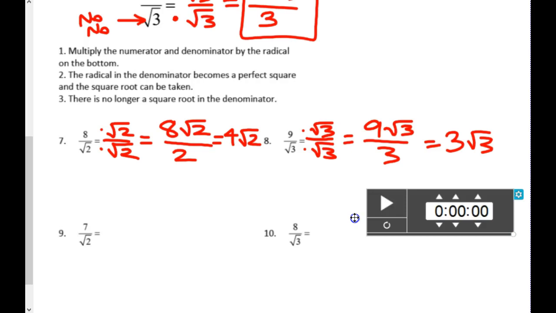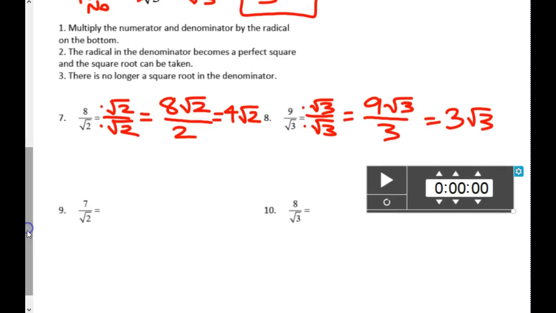We back on this. So on number 9, what do I multiply the top and bottom by? All right, square root of 2. Okay, so times square root of 2 on top and bottom. What do we get? 7 square root of 2 over 2. 7 over 2 doesn't reduce, right?